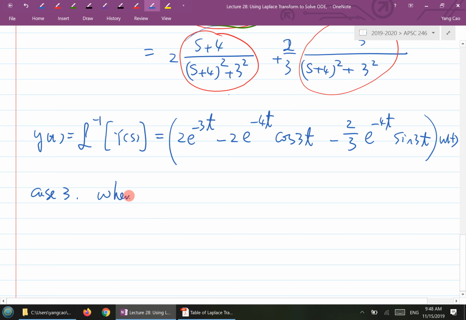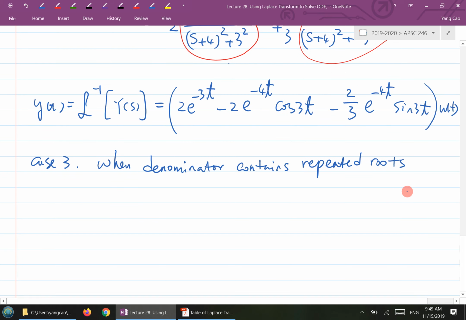This case is when the denominator contains repeated roots or poles. Okay. So what do we mean by repeated? Basically means this. So I'll show you an example here. So let's say my Y of s equals 2 over s squared and then s minus 1.